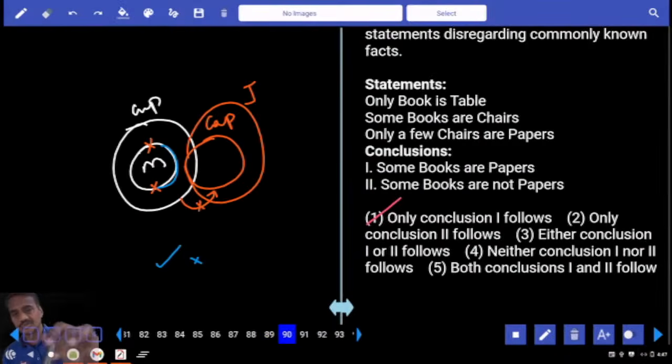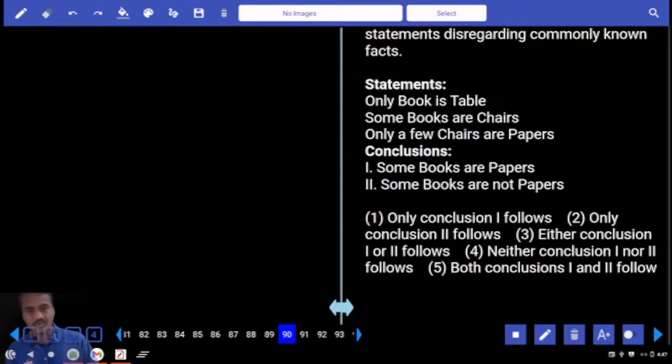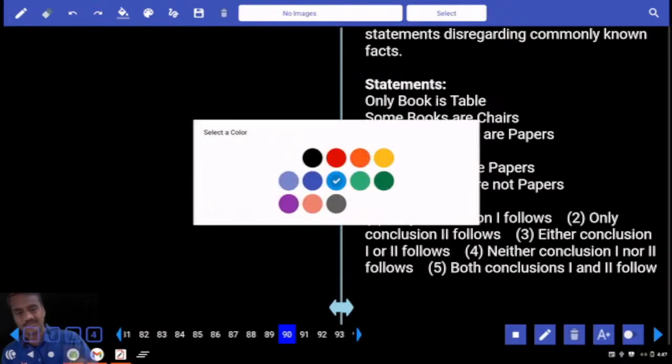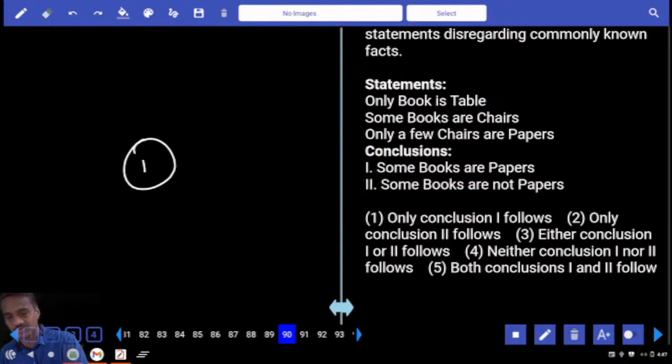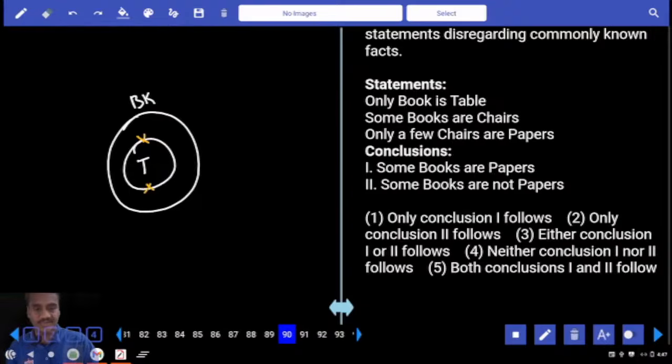Then coming to question number 19. Then only book is table. And this table belongs to only for book. Now table belongs to only for book and does not belong to anything else. Then some books are chairs. Some books are what? Some books are chairs. And only a few chairs are. Now some of the chairs that are paper, this entire chair cannot be a part of paper.